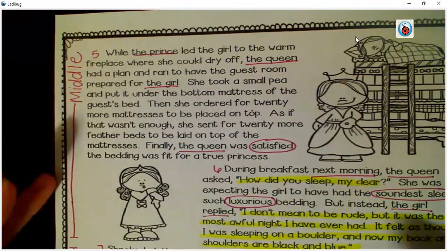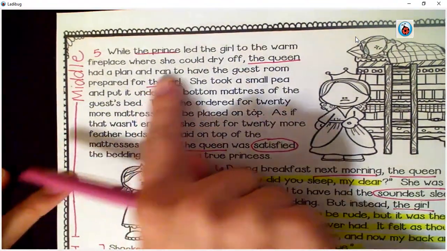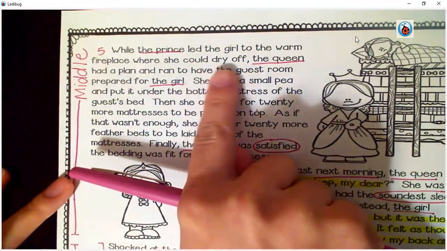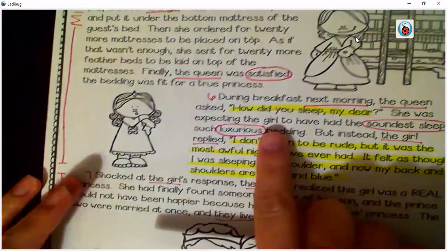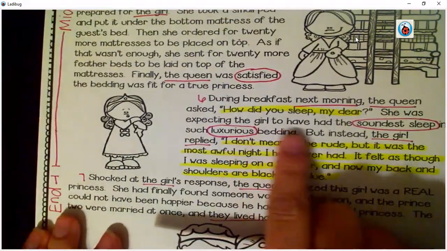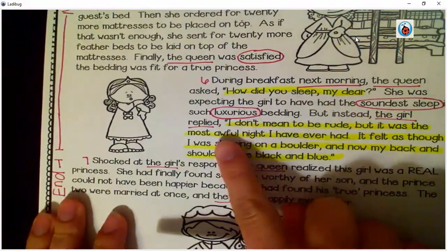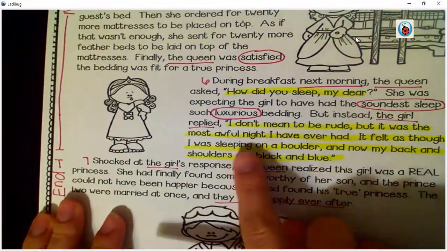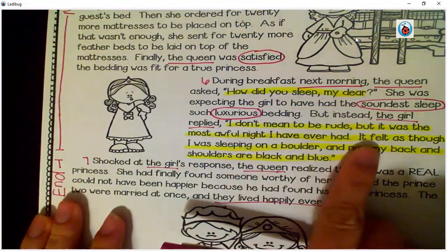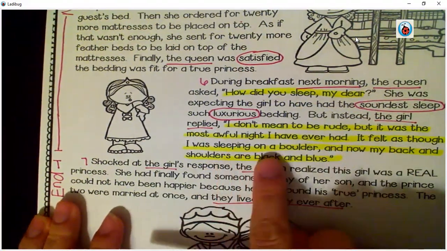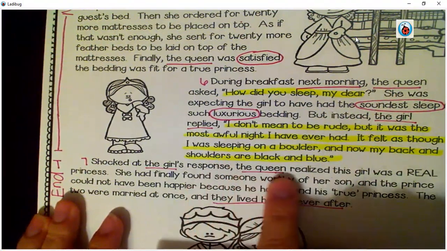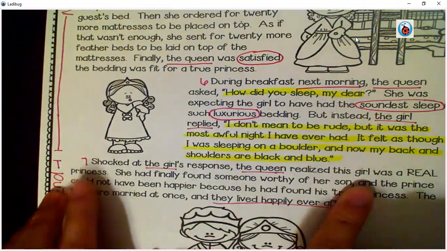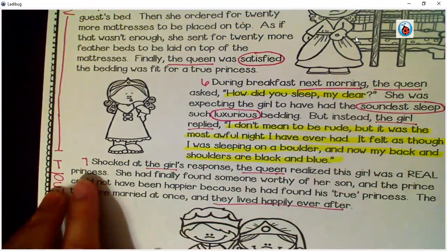In paragraph 5, let's see, I see that the princess or the girl was taken to an area where she could dry off. The queen made a plan, and that's when she stacked all of the mattresses. The next morning, the queen asked how she slept, and the girl replied, I don't mean to be rude, but it was the most awful night I ever had. It felt as though I was sleeping on a boulder, and now my back and shoulders are black and blue. Shocked at the girl's response, the queen realized this girl was a real princess. Okay, let's see.